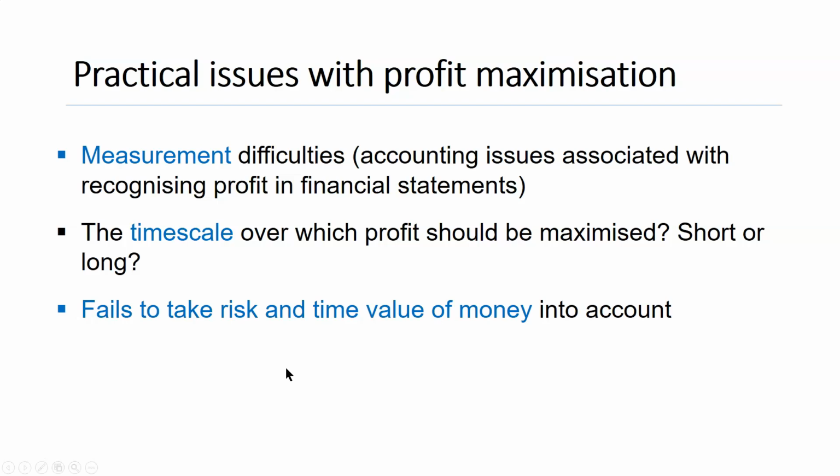When the company attempts to maximize profit in real life, it can come across a few difficulties. For example, measurement difficulties. This is related to accounting issues, how exactly profit is recognized in financial statements. As accountants, you will focus on this quite a lot in your accountancy modules, and you will learn that very frequently the company might have profit recognized in its financial statements. So it has some profit on paper, but no money in its bank account. For example, because you've sold something on credit, your customer will pay you later.